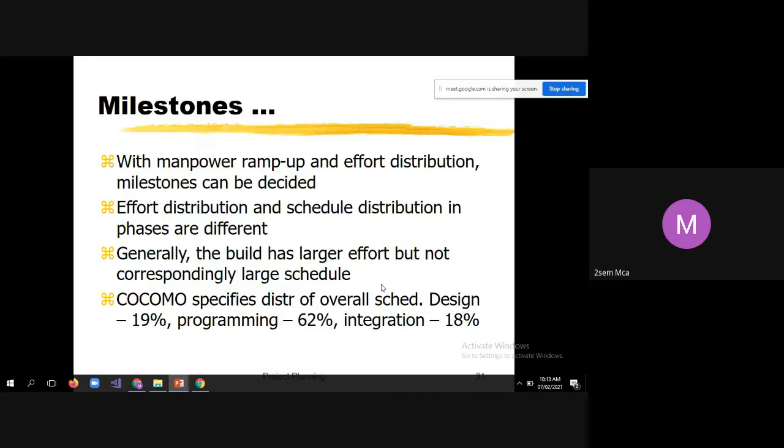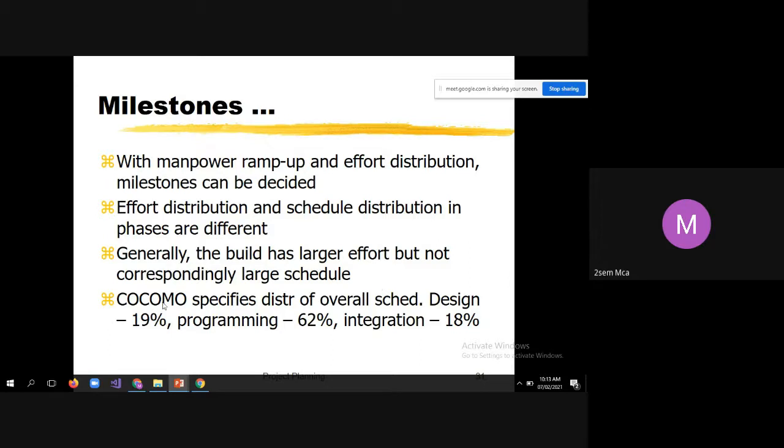Effort distribution and schedule distribution in phases are different. Effort distribution is totally different for different phases. Generally, the build has larger effort but not a correspondingly large schedule. That means to prepare the source code, you need a lot of effort compared to any other phase.